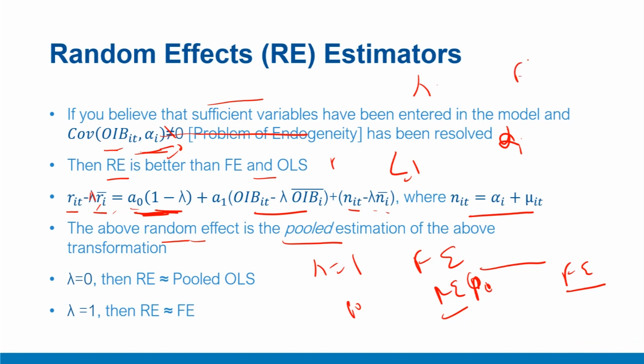Unlike the fixed effect, this is like a partial time domain or quasi time domain kind of transformation, and this transformation is less drastic. The estimates from random effect therefore are more efficient as compared to fixed effect, first difference and pooled OLS estimates. And the model remains consistent. The estimates of this random effect transformation are consistent as long as we have reason to believe that this endogeneity problem is not very severe.